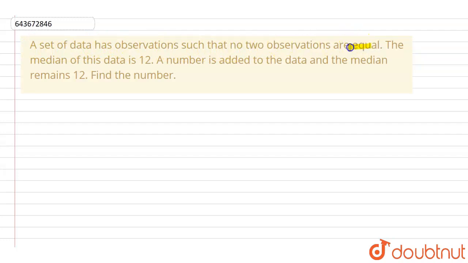In this question, it is given that a set of data has observations such that no two observations are equal. The median of the data is equal to 12. A number is added to this particular data and the median remains 12. We have to find out the number which was added.